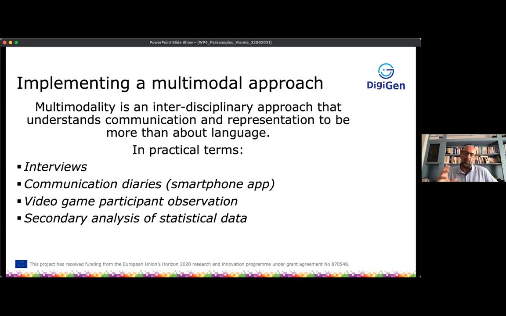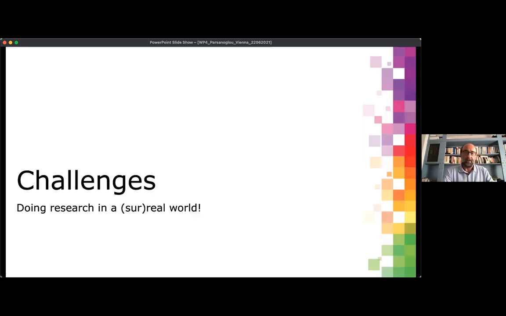We also use a kind of participant observation, a kind of digital ethnography, watching and interacting with children who are playing a video game, Minecraft, to be more precise. And of course, we will have a secondary analysis of available statistical data. Sarah will undertake this task.